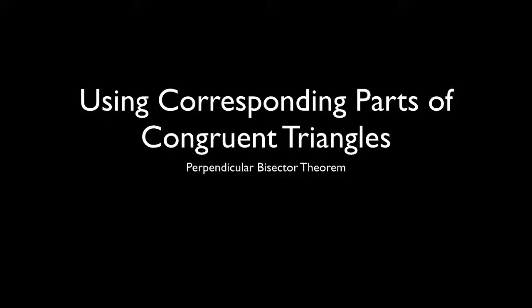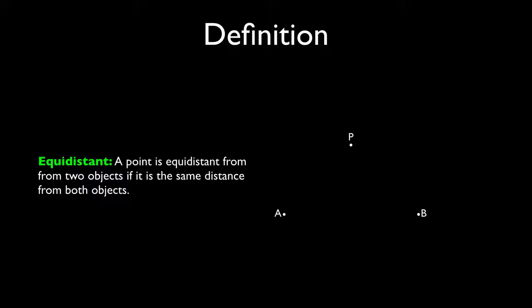Congruent triangles don't just help us prove that parts of triangles are congruent, they can actually help us prove other theorems. Before we begin this particular example, we do need another definition. Our definition is equidistant. Can you tell that this word is created by putting two words together, equal and distant? A point is equidistant from two objects if it is the same distance from both objects.